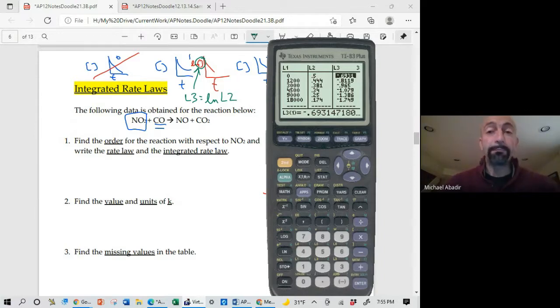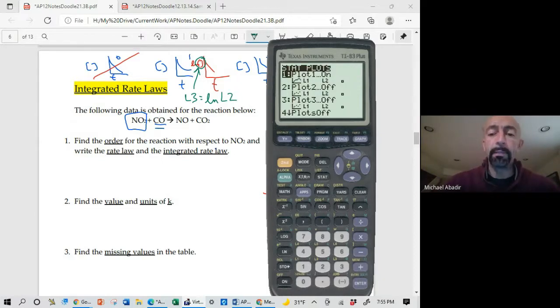So now we want to graph this and see what it looks like. So we're going to go back to stat plot, which is second Y equals. And now we want to tell it we want to do list 1 and 3. So hit enter, and now we go down and change it to list 3. Now we hit graph. Again, we can't see it, so we hit zoom 9. And it looks maybe a little better, but not really linear.